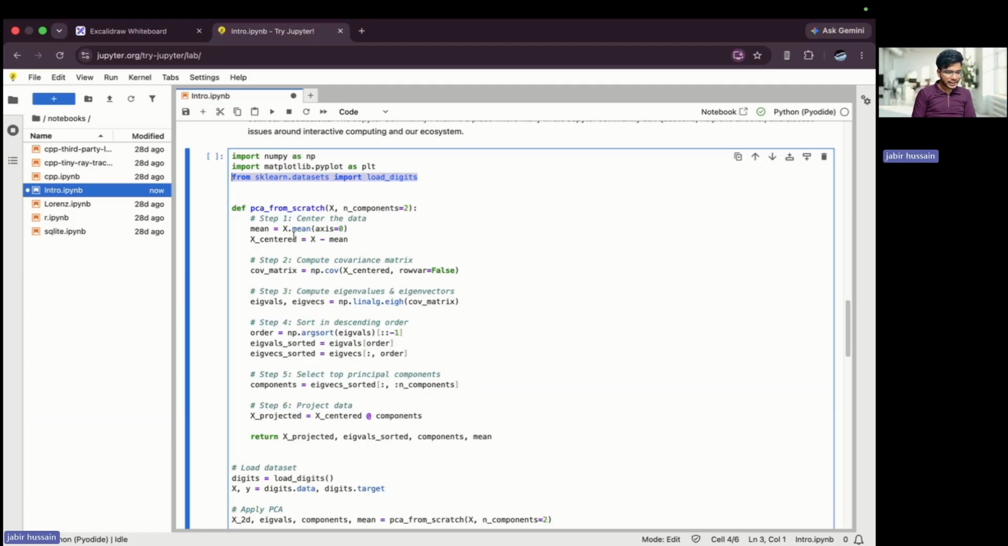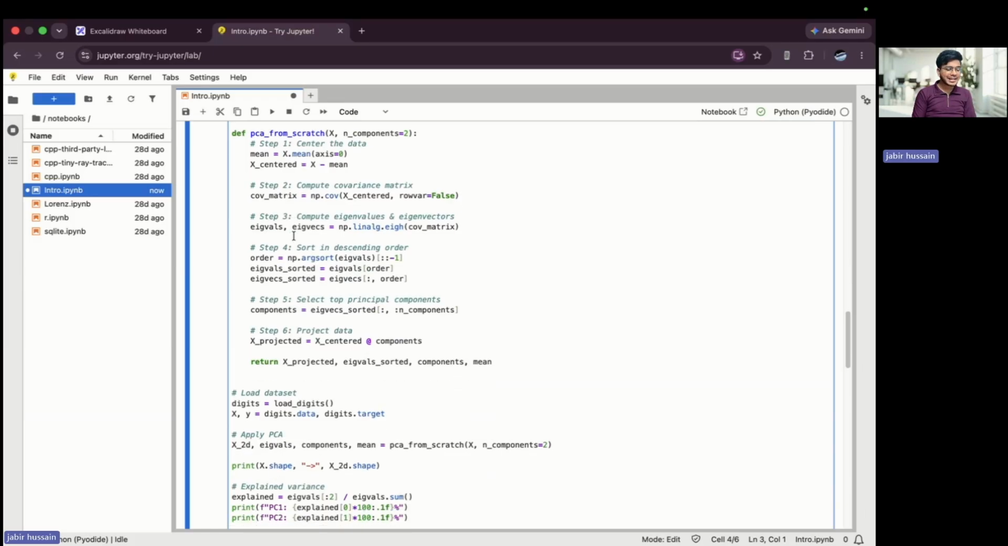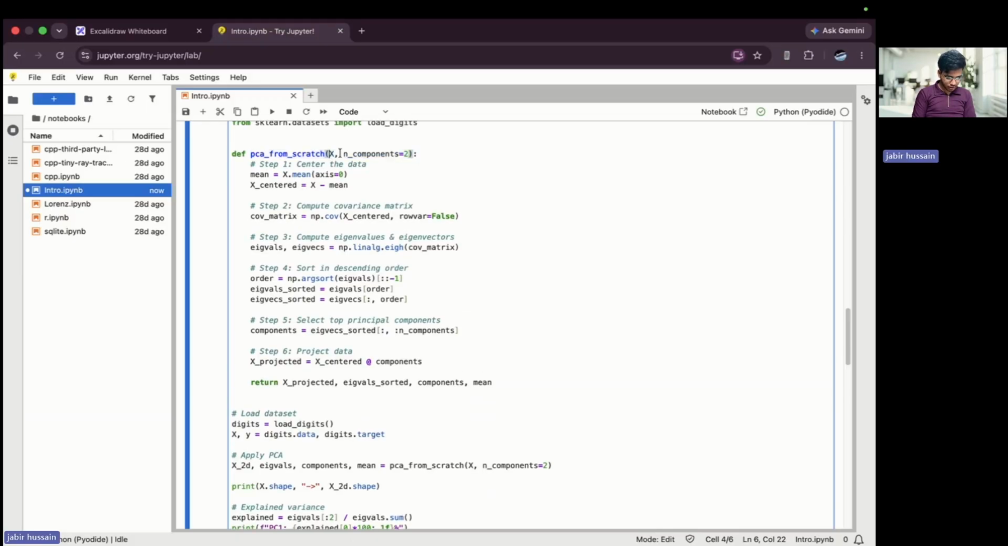Now, what I did is that I have implemented a function called PCA from scratch. Here I am passing the given data, and along with the data, I'm telling how many components I need, how many PCA lines I need: PCA line 1, PCA line 2. 2 would be enough, 2 components would be enough. So I'm giving n_components equals 2.